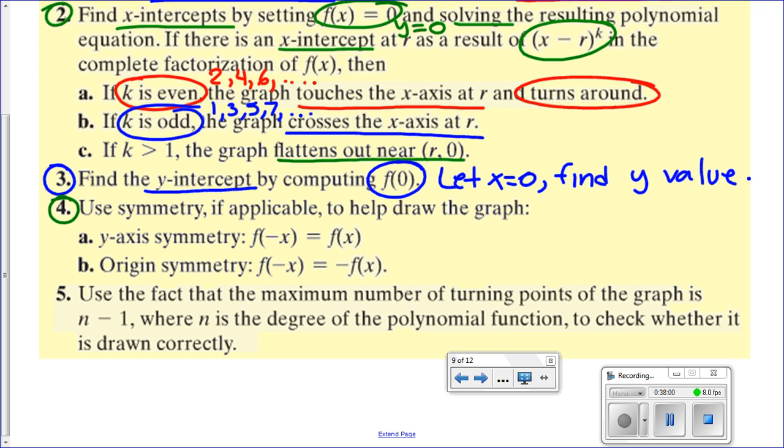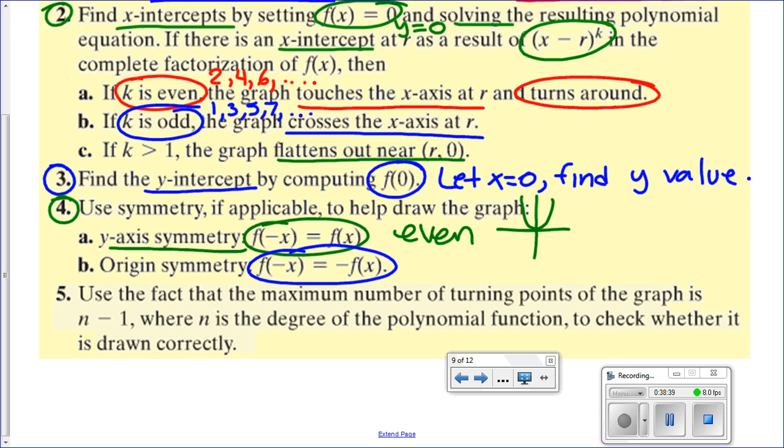Now here we use symmetry to draw the graph. Now, this comes from the fact which functions are symmetric with respect to the y-axis. So when you substitute x with a negative x and you get the exact same function, would you say that function is even or odd? Even. Now when you substitute f of negative x and you get the opposite of the original function, those functions are odd.